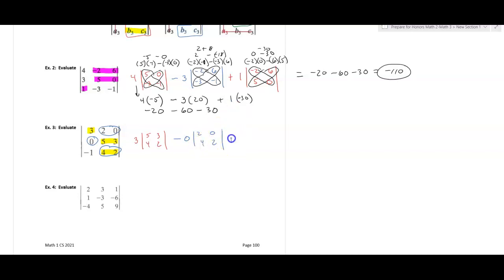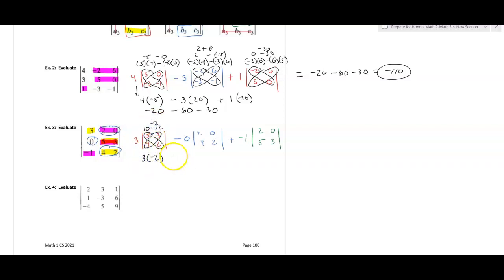Then remember, it's always plus the last element, right? So it would be this element times this matrix. So we would get negative 1 times the determinant of 2, 0, 5, 3. Now, there's something that works out really nice here, and we'll talk about it in just a minute. But the determinant of this, 5 times 2 is 10, minus 4 times 3 is 12. So that's going to be negative 2.